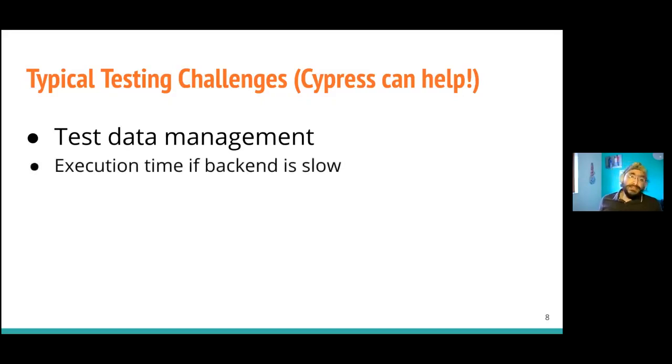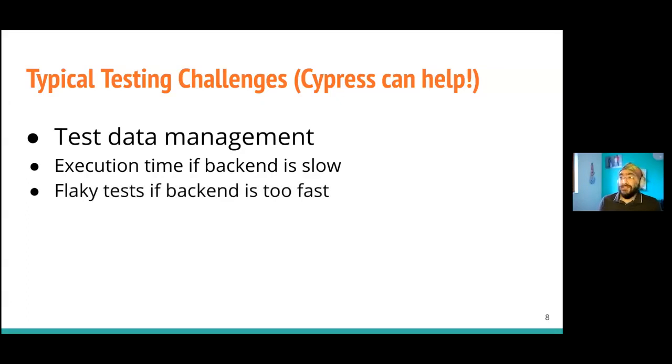Other than that, you can have a slow execution if your backend is slow. At the same time, if your backend is too fast, you can also have flaky tests. For example, with that loading message you saw, it's possible that the backend is too fast and the response comes back, and then you may never see the loading message. So the test may never see that.